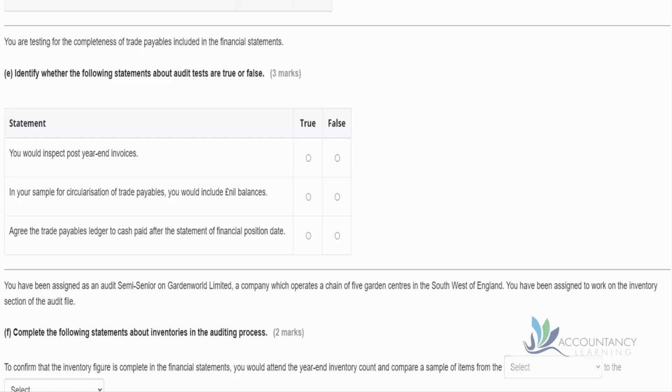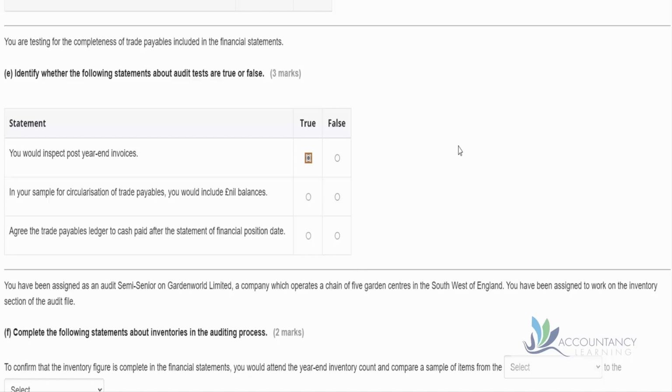So yes, we would look at post-year-end invoices to verify that they generally were post-year-end and shouldn't have been included in the accounts, and that's going to be a test of completeness. Have we included everything? Well, let's look at things that they haven't included and verify whether that's correct.